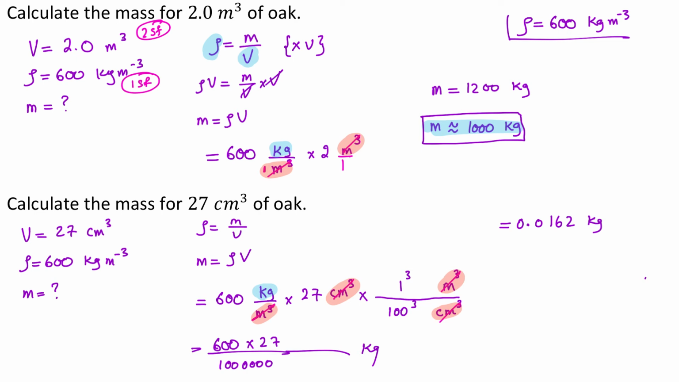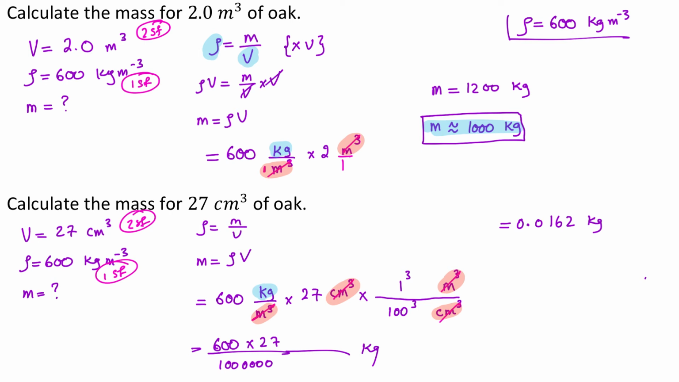My volume is given to me in 2 significant figures, or digits. The 600 is given to me in 1 significant figure. So therefore, my final answer should have the least number of significant figures from all the information that was provided to me initially. Comparing 2 and 1, the least value is 1. So my final answer can only be good to 1 significant figure.